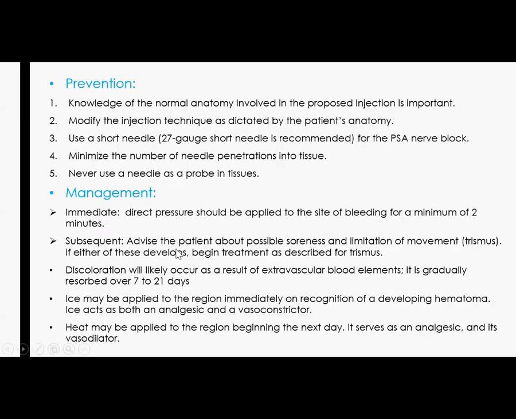So first thing is prevention. When you know the correct anatomy, you can prevent it. Whenever you use an injection technique close to an area which is rich in blood supply, has many blood vessels, use a thinner needle, use a short needle which is thin, so that you do not injure the blood vessels, and minimize the number of needle penetrations, because the more needle penetrations, the greater the risk. So when you are able to do it within one or two needle penetrations, you are able to reduce the risk of a hematoma forming.